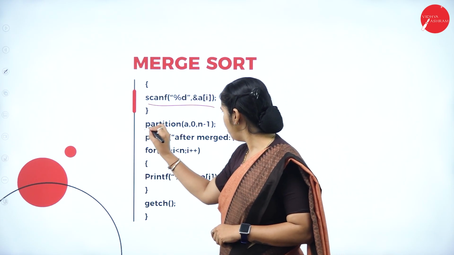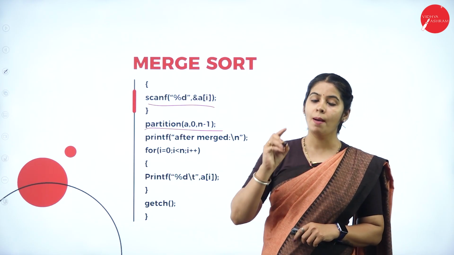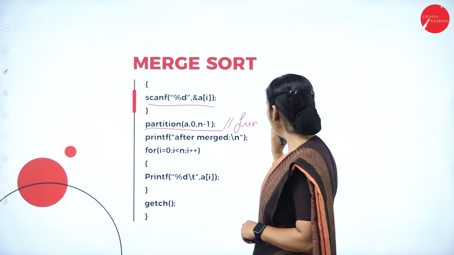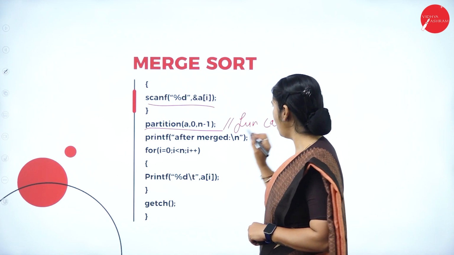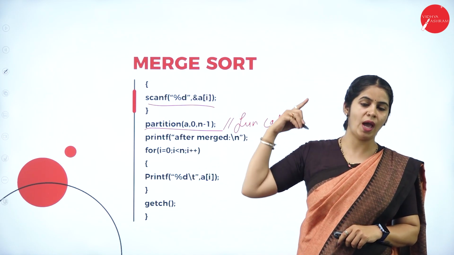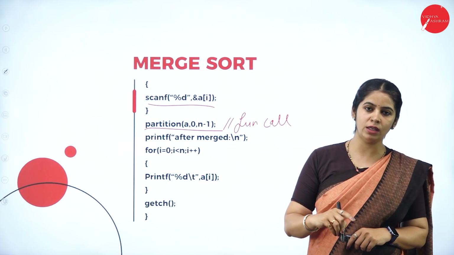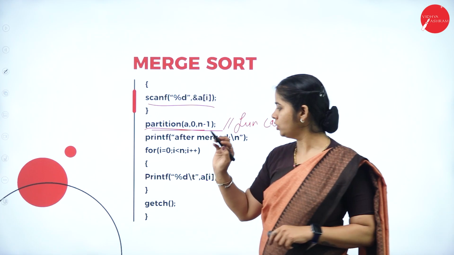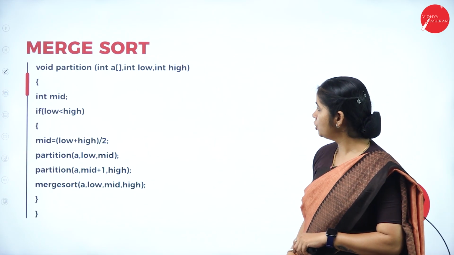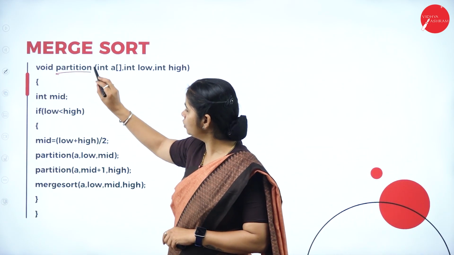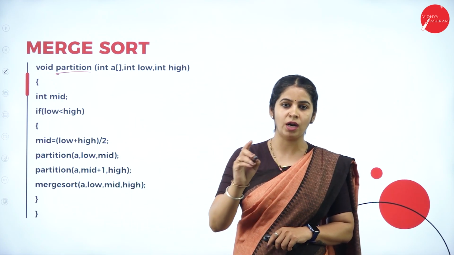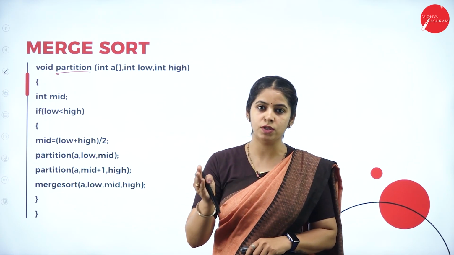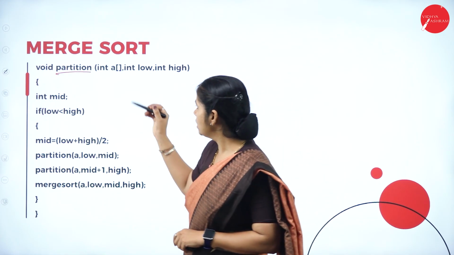Then we are calling the function partition. This is the function call. Within the main function, we are calling the sub function called partition, which we have declared. We have not yet defined the partition function and the merge function. So once we call the partition function, control will go to the partition function. This is the partition function where we have defined it. In the partition function, we are just dividing the array into two halves recursively, right? So that's what we are doing.